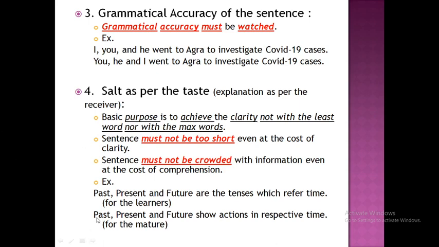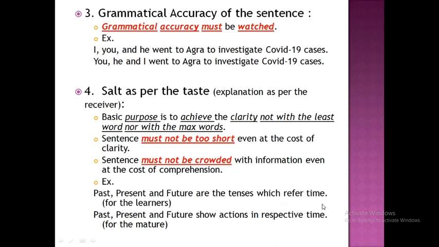The first one is, past, present, and future are the tenses which refer to time. This sentence is formed for those students who are learners of this language or who are being shared the information of tenses for the first time. That's why this kind of formation is made. Past, present, and future are the tenses which refer to time.